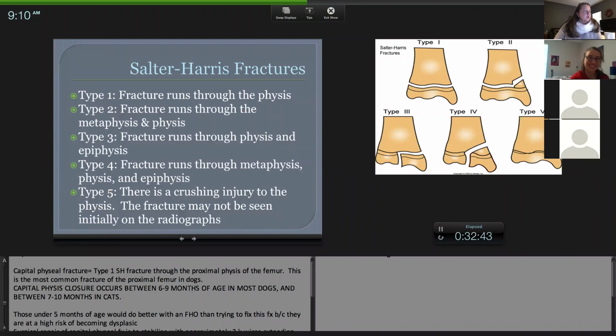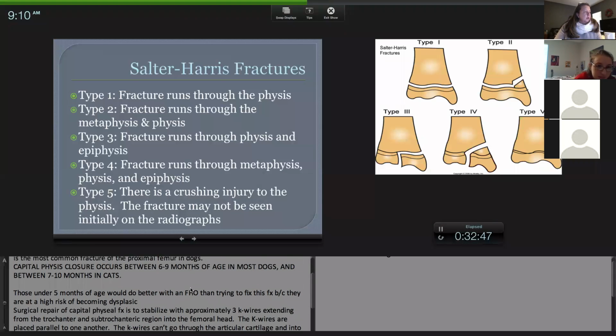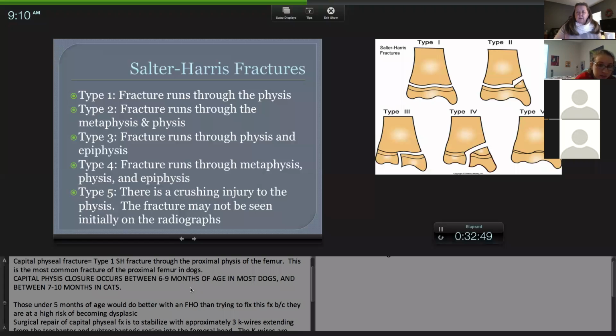But you can see that's, so just to review your anatomy, the one thing I want, I always think of how can I ask this question on a test? How can I make them think? If I tell you these are growth plate fractures, and if I said my 10-year-old dog has a Salter-Harris fracture, true or false? It's obviously going to be false.